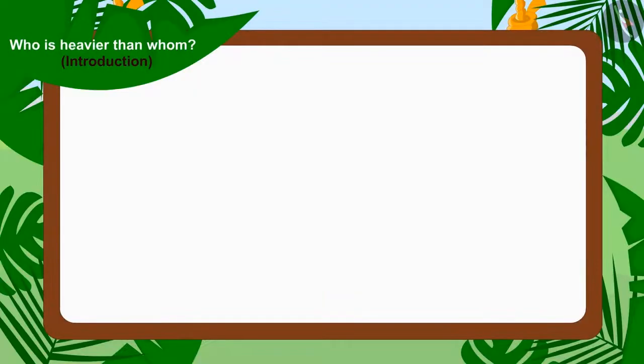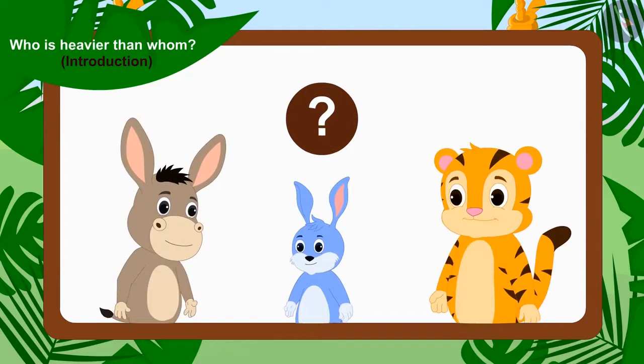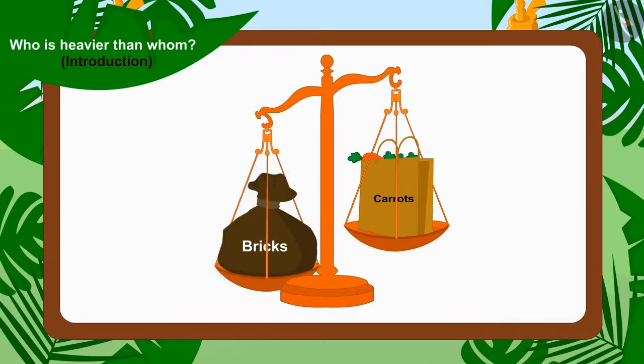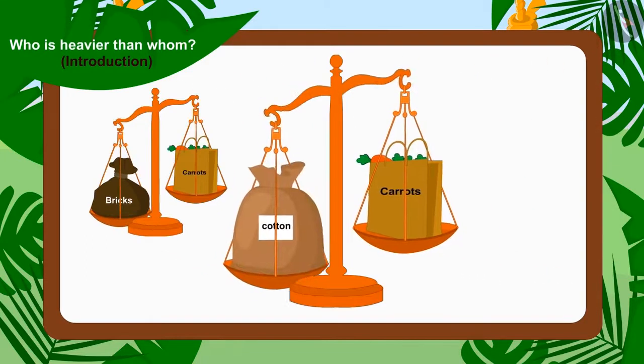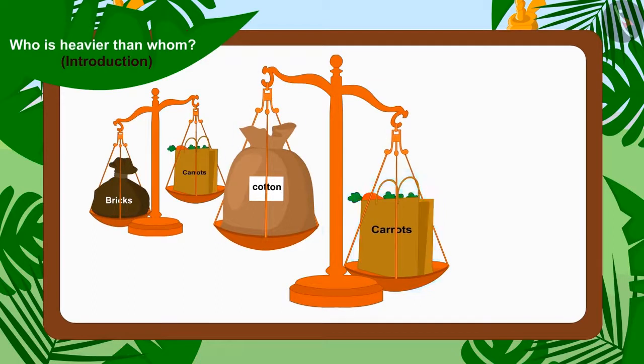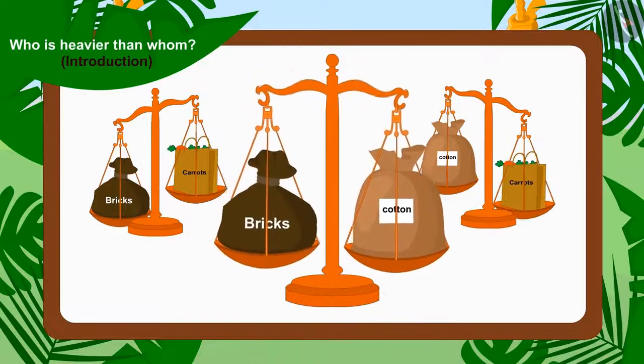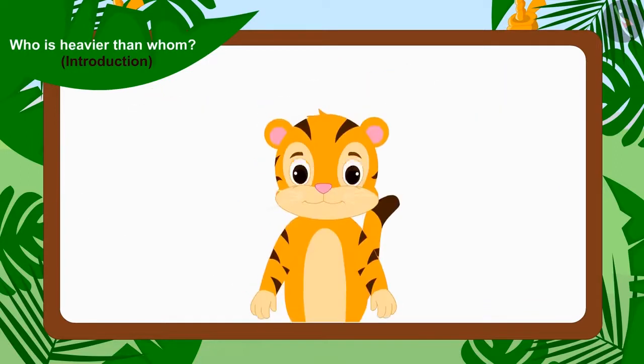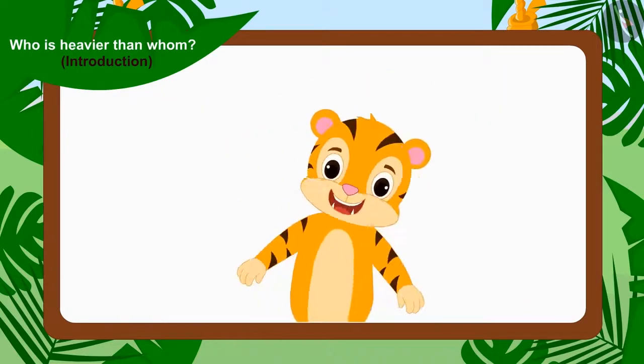Children, can you tell who will be the winner? Because the sack filled with Sher Khan's bricks is heavier than Bunny's bag filled with carrots, and Bunny's bag of carrots is heavier than Bhola's sack of cotton, therefore, Sher Khan's sack filled with bricks is also heavier than Bhola's cotton sack. In this way, Sher Khan is the winner of this competition.